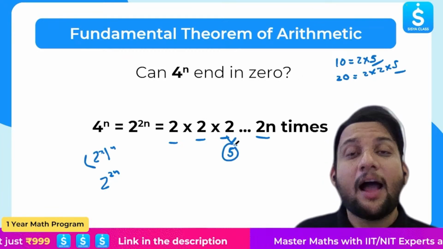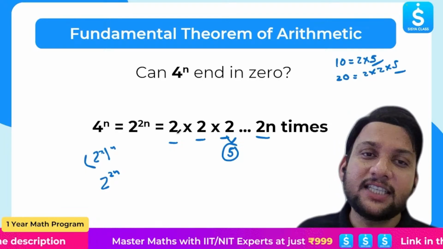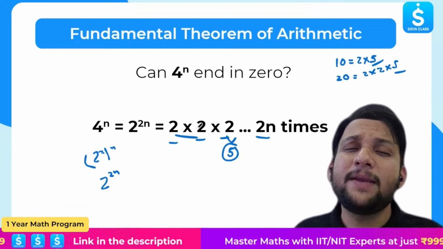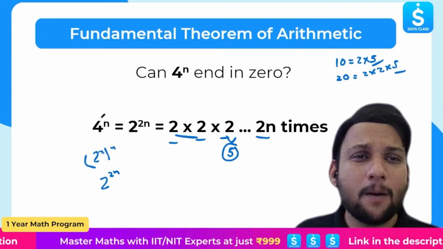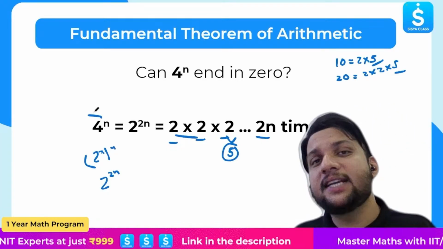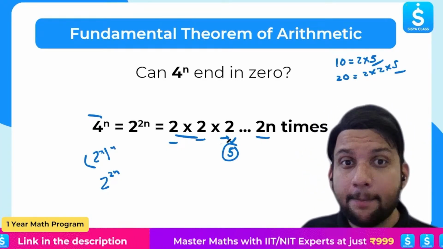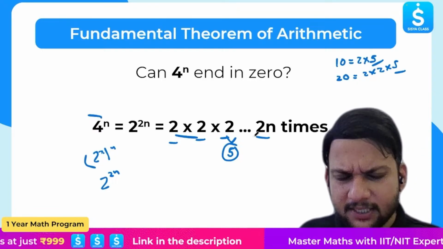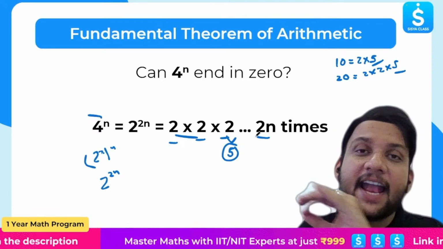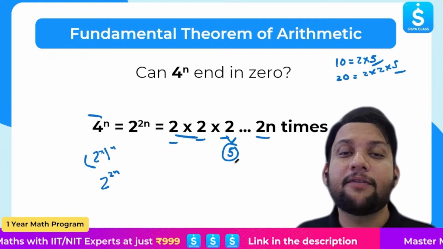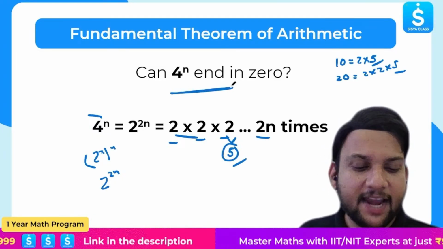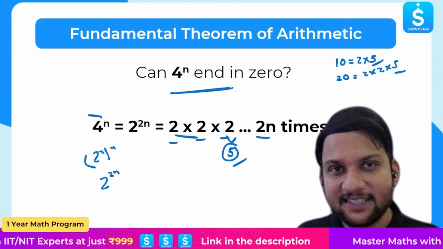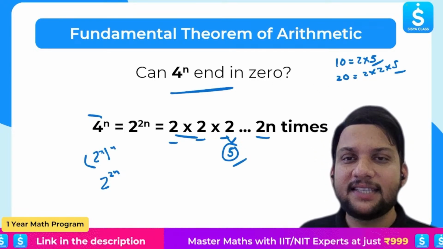No. But the thing is, this factorization is unique. Why? Because the fundamental theorem of arithmetic says, be it any composite number, so this is a composite number, it can be represented as a product of only primes, and this factorization is unique. So I can for sure say that in this factorization, we will not get the number 5 at any point. That means 4 raised to power n can never, ever, ever end in 0. I hope it is making sense. So suppose there can be another question, let's say 6 raised to power n.